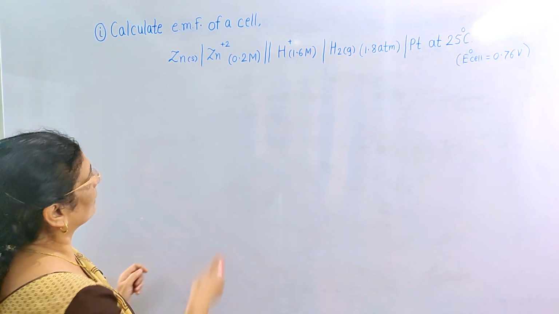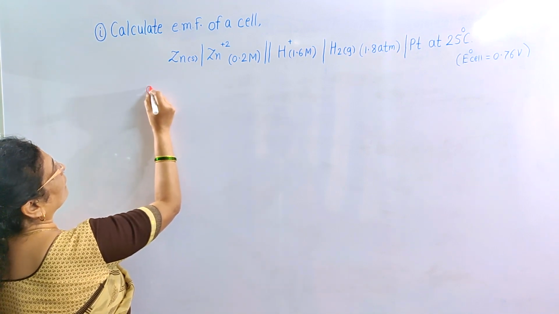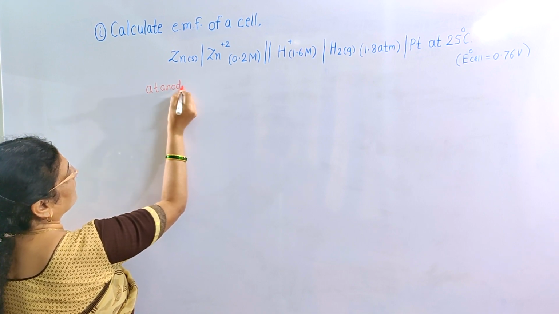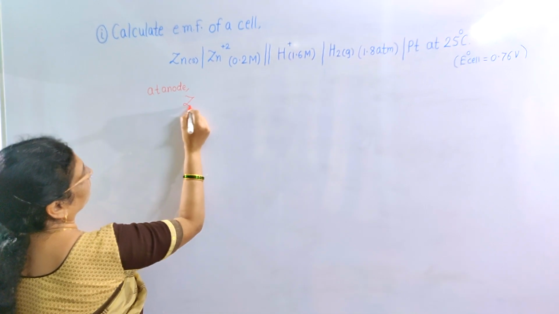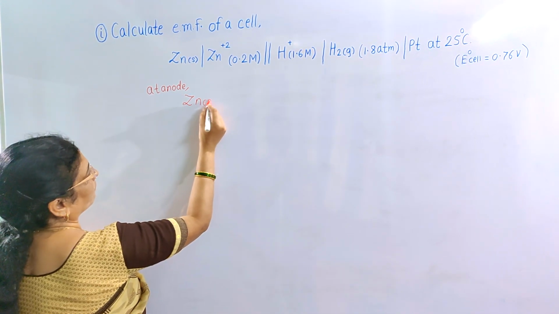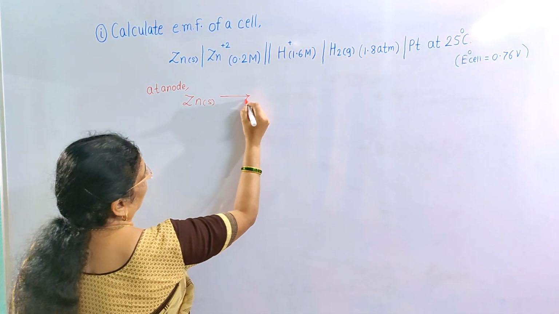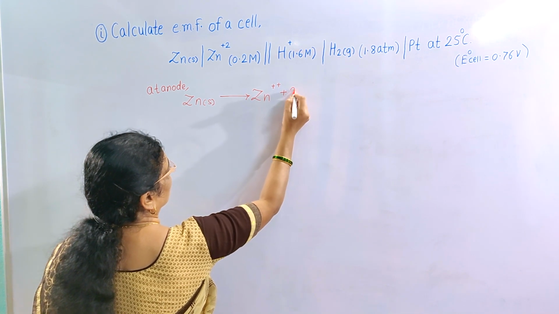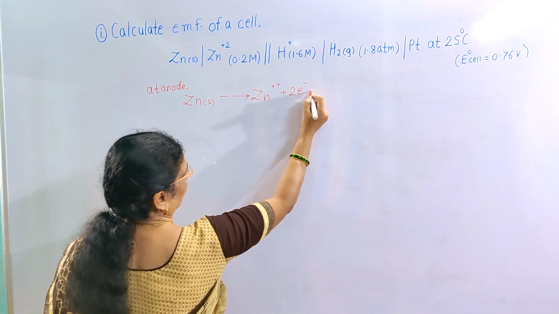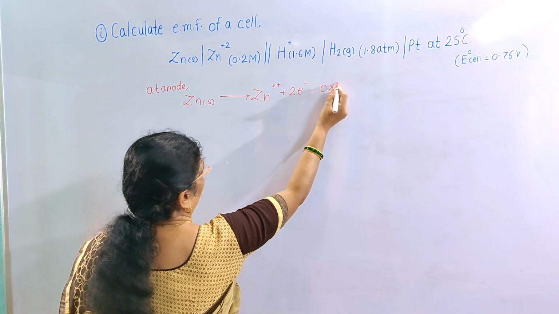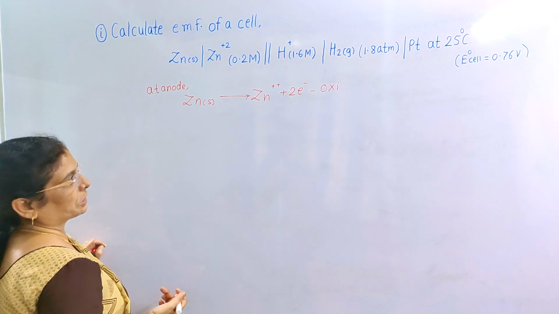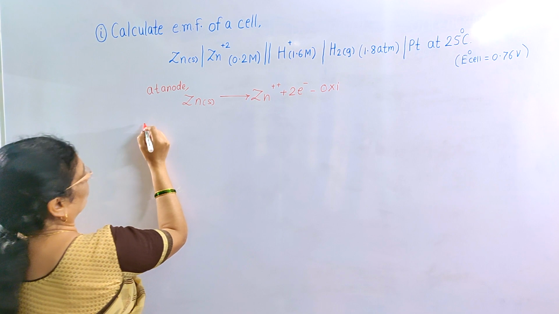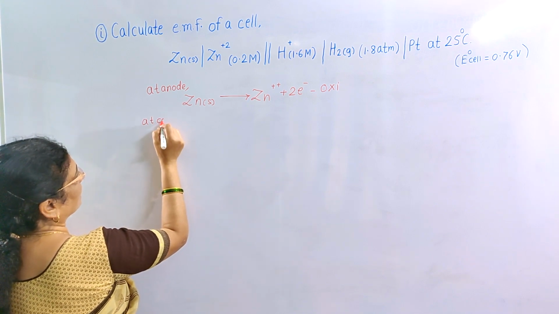Now at the anode, you know that oxidation takes place. The reaction which takes place at the anode is oxidation. Zn atoms are there, and they are converted into Zn plus 2 ions by losing electrons. This is the reaction which takes place at the anode, and so this is the oxidation half reaction. Now reduction reaction takes place at the cathode. So which reaction will take place at the cathode?